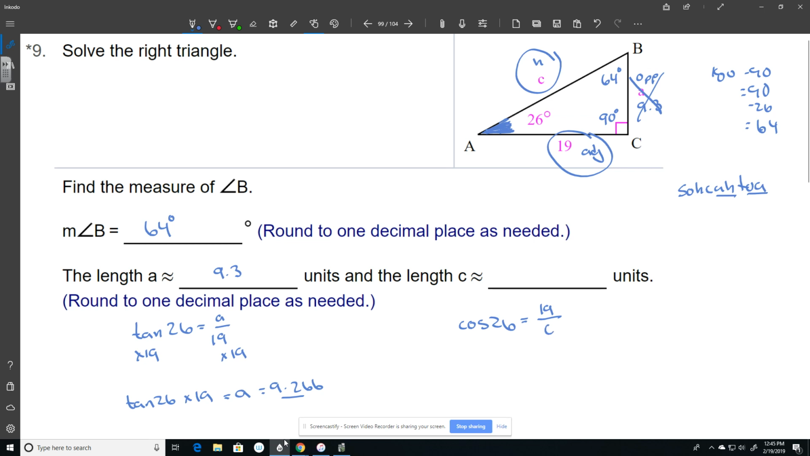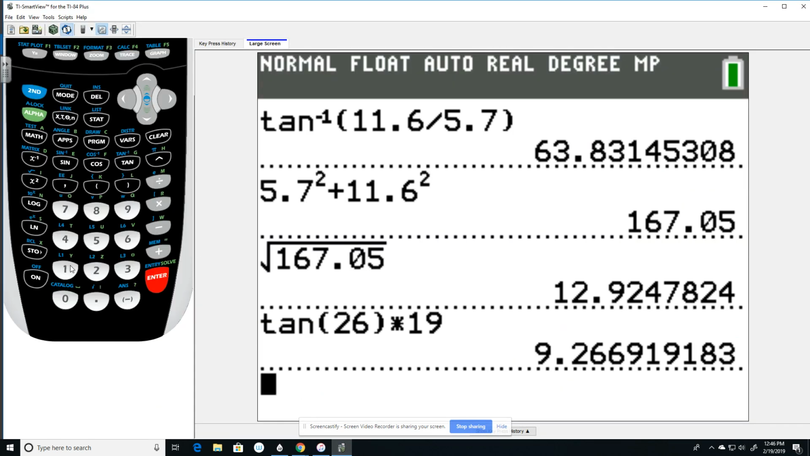And to get c by itself, first I have to multiply both sides by c. So c times cosine 26 equals 19. To get rid of that cosine 26, I can't just divide by 26, guys, because cosine is not being multiplied by 26. Cosine 26 is its own number. So I have to divide by cosine of 26 and divide by cosine of 26. So then this cancels, and I'm left with c equals 19 divided by the cosine of 26, which we're going to go 19 divided by cosine 26.